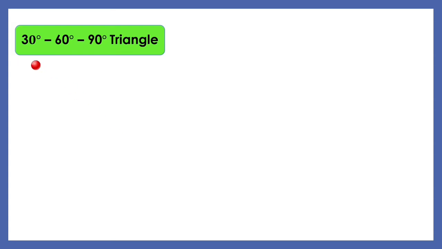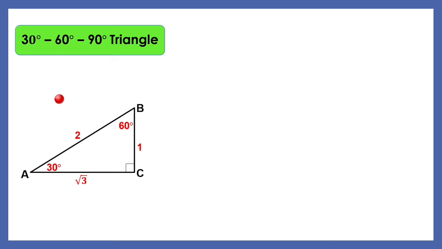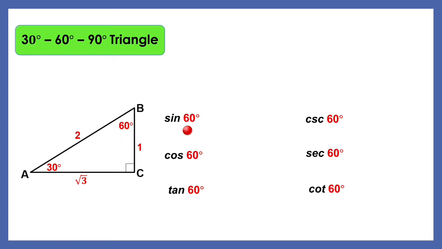We will use again the 30, 60, 90 degree triangle. This is our figure. Hahanapin natin yung 6 trigonometric ratios ng special angle na 60 degrees. So we will find sine 60 degrees, cosine 60 degrees, tangent 60 degrees, cosecant 60 degrees, secant 60 degrees, and cotangent 60 degrees. Gagamitin pa rin natin yung mnemonic para mas mabilis nating makuha ang trigonometric ratios.